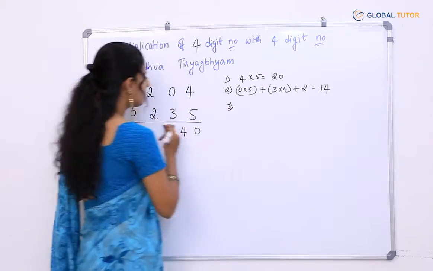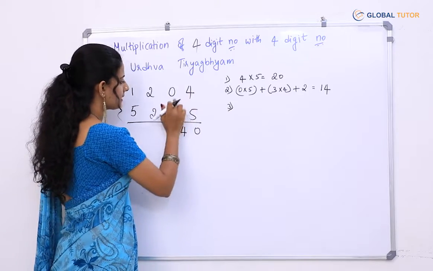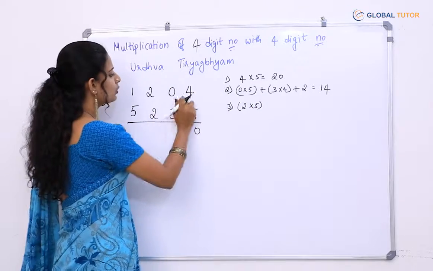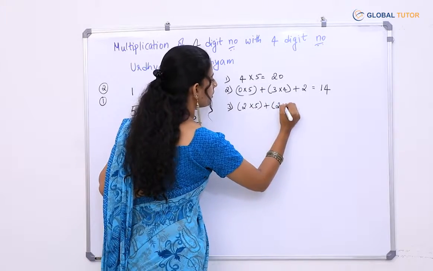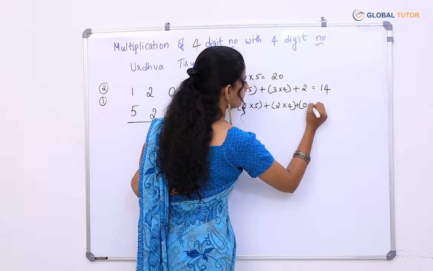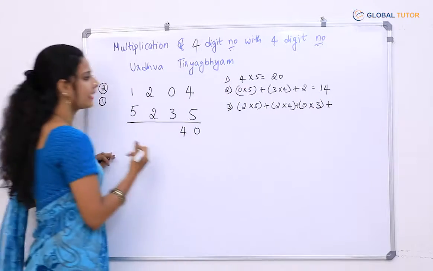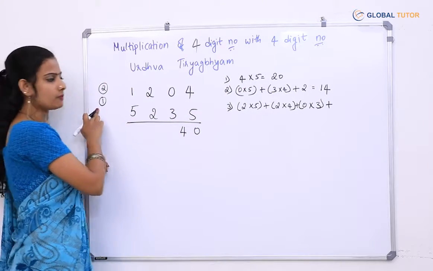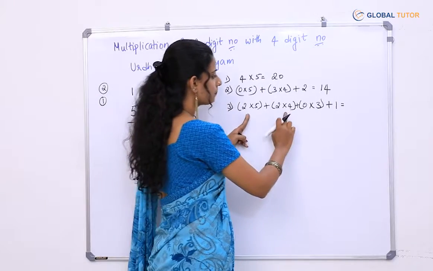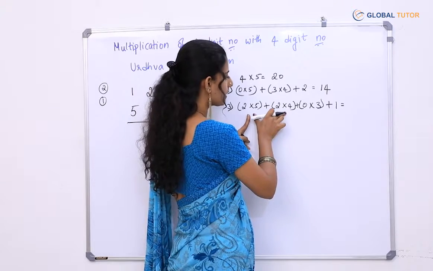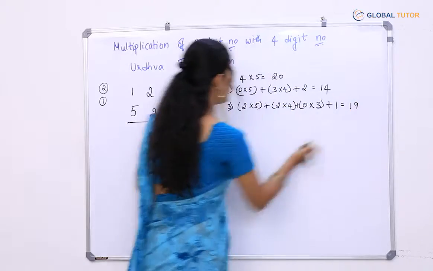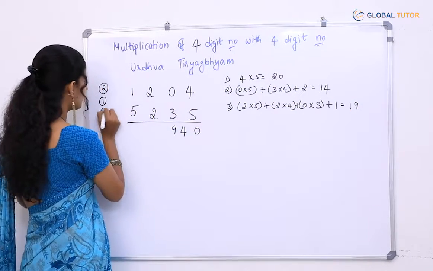In the third step, you multiply these and this which is 2 into 5, 2 into 4 plus 0 into 3 plus the carry forward number what we took from the previous step which is 1. So what is this? 5 into 2 is 10, 2 into 4 is 8. So this becomes 18. 0 into 3 is 0. So 18 plus 1 is 19. We write 9 here and then 1 gets carried forward.